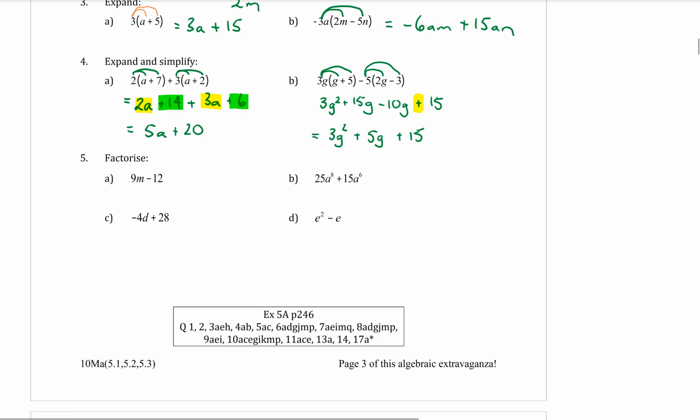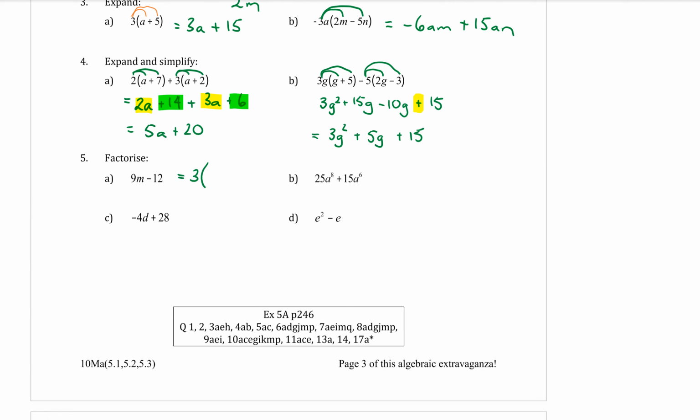And question 5, last one, is to factorize, putting things back into brackets. So you want to find the highest common factor to bring out the front. Looking at the first one, 9m and minus 12, the highest number that I can bring out of that is a 3. So 3 comes out the front, and you're going to open a bracket.